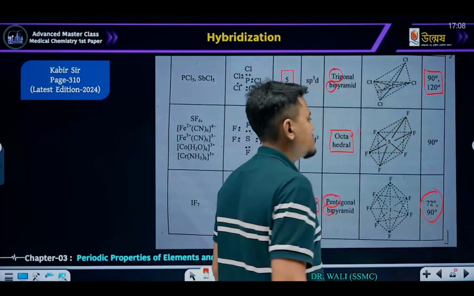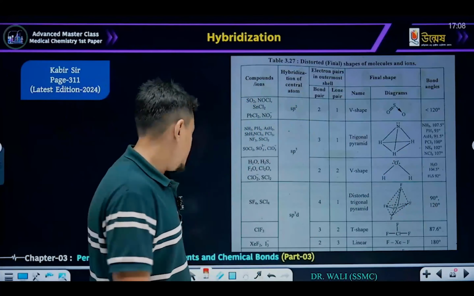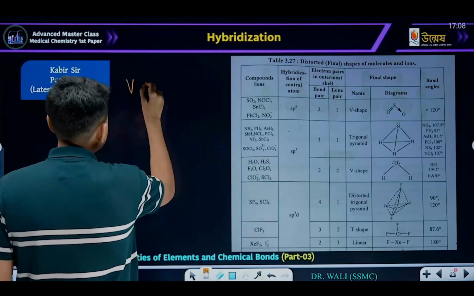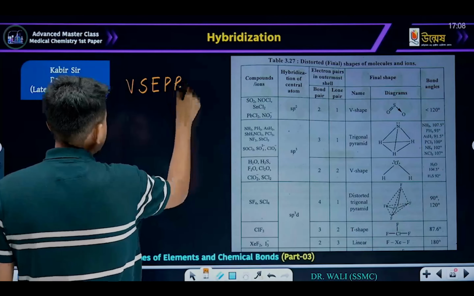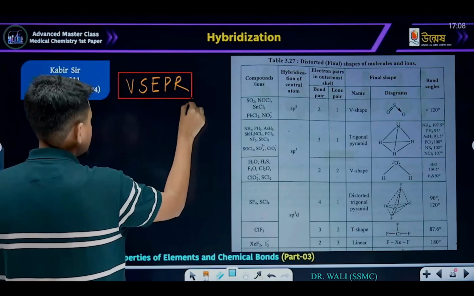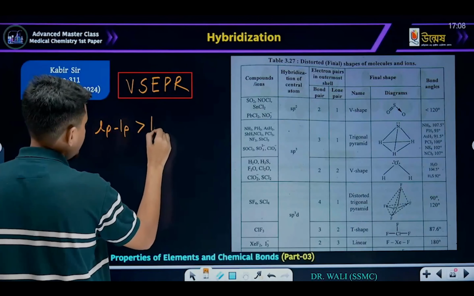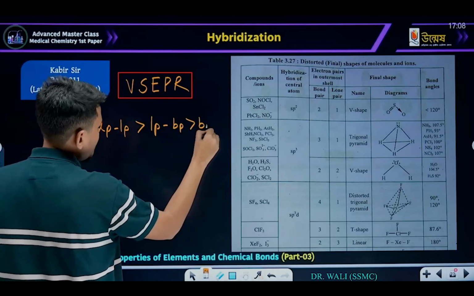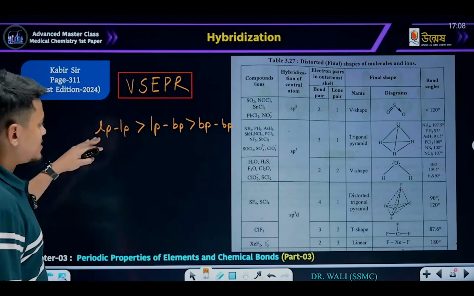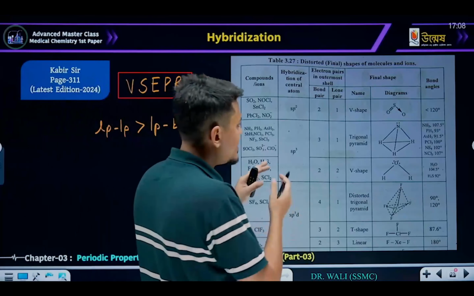This is also crucial. Regarding the distorted shape of molecules, we know there is a special theory which is valence shell electron pair repulsion theory. According to valence shell electron pair repulsion theory, lone pair–lone pair repulsion is the highest, then lone pair–bond pair, and the repulsion between bond pair electrons is the lowest. Because of the presence of lone pair electrons, there are changes in shape.